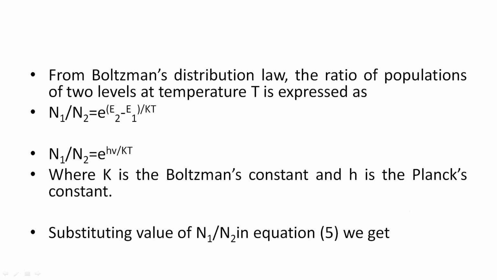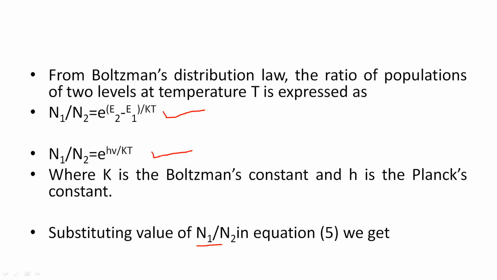Now from the Boltzmann distribution law, the ratio of the population of two levels at temperature T is expressed as N1 by N2 equals e raised to the power (E2 minus E1) upon KT. As E2 minus E1 is equal to h nu, N1 by N2 is equal to e raised to the power h nu by KT, where K is the Boltzmann constant and h is Planck's constant.